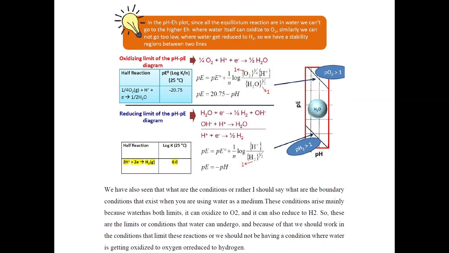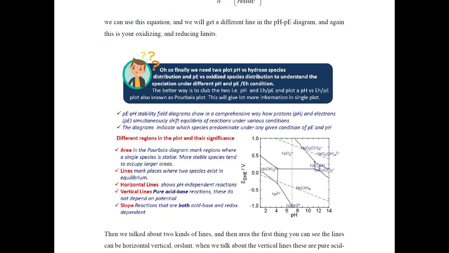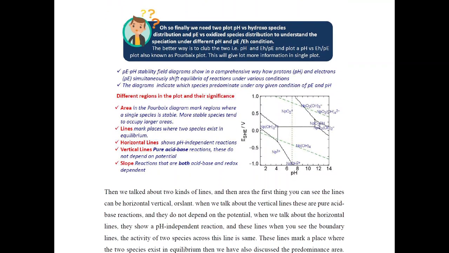So in the pH-EH plot, since all equilibrium reactions are in water, we cannot go to a higher EH where water itself can oxidize to O2. Similarly, we cannot go too low since water can reduce to H2. So we have stability regions between two lines. Finally, we need to plot pH versus hydroxyl species distribution and pE versus species distribution to understand the speciation under different pH and pE conditions.